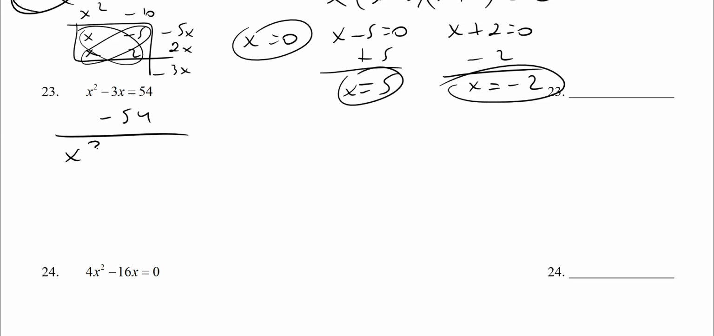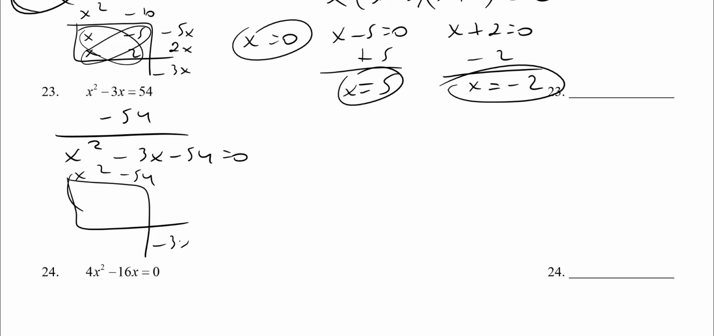23, got to move that 54 over. So I get x squared minus 3x minus 54 equals 0. So actually let's do a factor box. X squared, negative 54, negative 3x. So x and x, it's going to be 9 and 6. Since this is negative, that one's going to be negative. So it's negative 9x plus 6x, which gives us negative 3x. Perfect. So x minus 9, x plus 6.